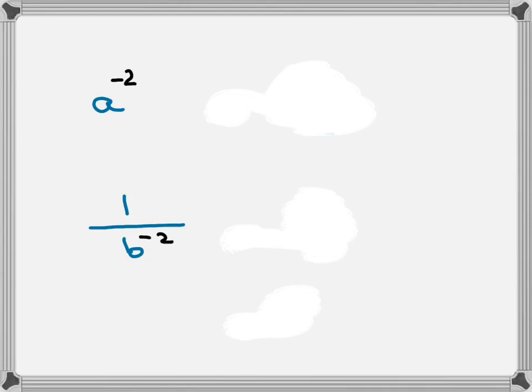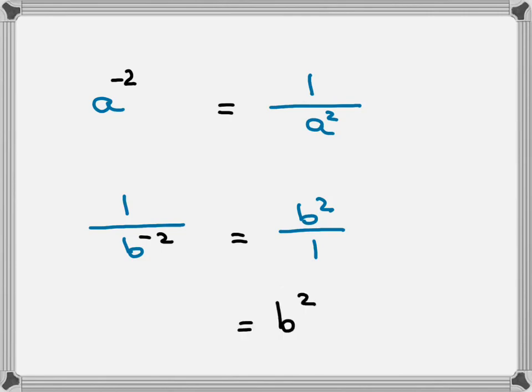Okay, so what is this one here? A to the minus 2, we're just recapping our rules, gets written under 1. Becomes 1 over a squared. And this one, because it's a denominator, becomes a numerator. Becomes b squared over 1, which is the same as b squared. Okay, so I hope that's a lot clearer now.